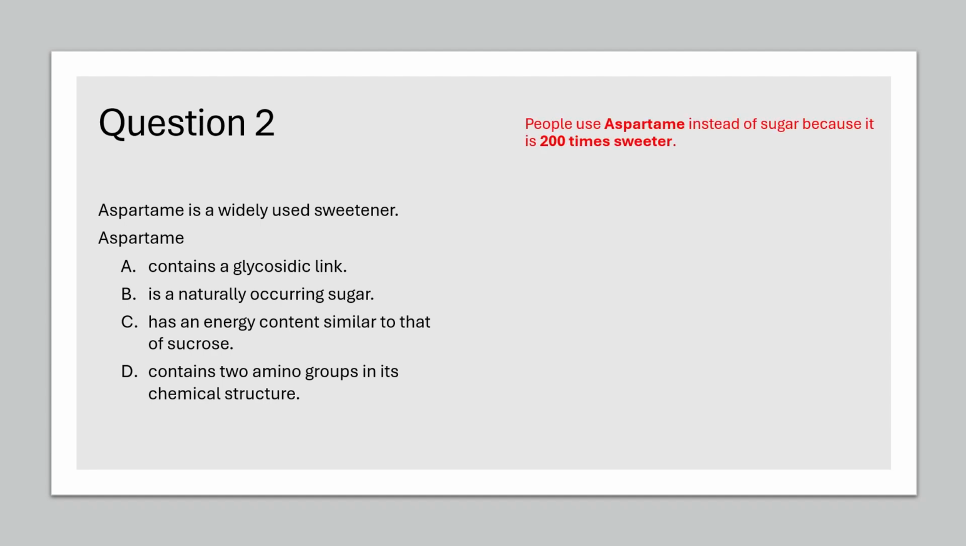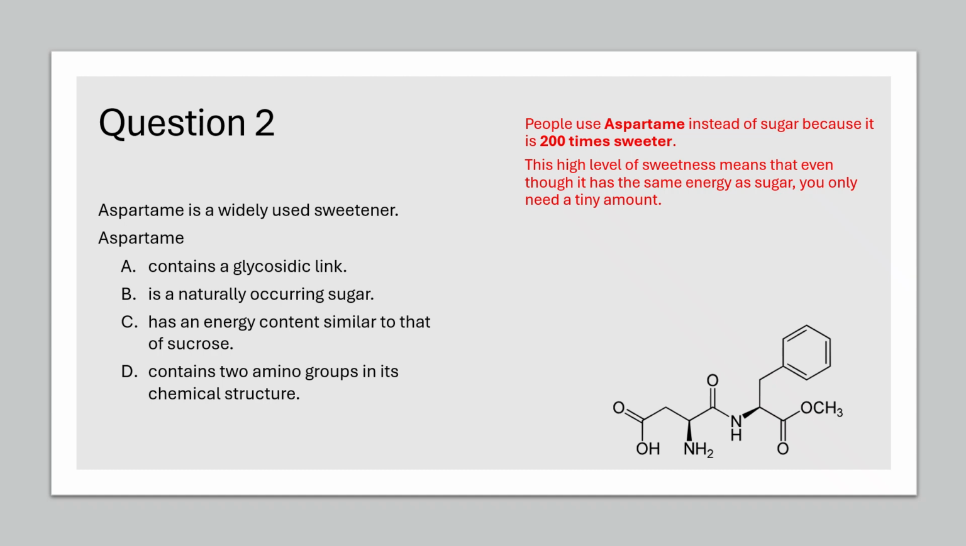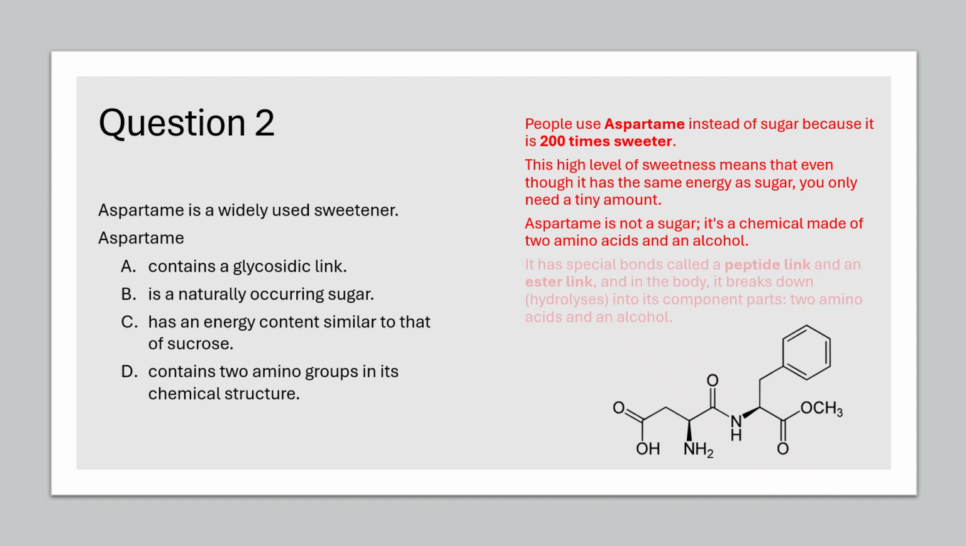People use aspartame instead of sugar because it is 200 times sweeter. This high level of sweetness means that even though it has the same energy as sugar, you only need a tiny amount. Aspartame is not a sugar, it's a chemical made of 2 amino acids and an alcohol. It has special bonds called a peptide link and an ester link, and in the body, it hydrolyses into its component parts, 2 amino acids and an alcohol.